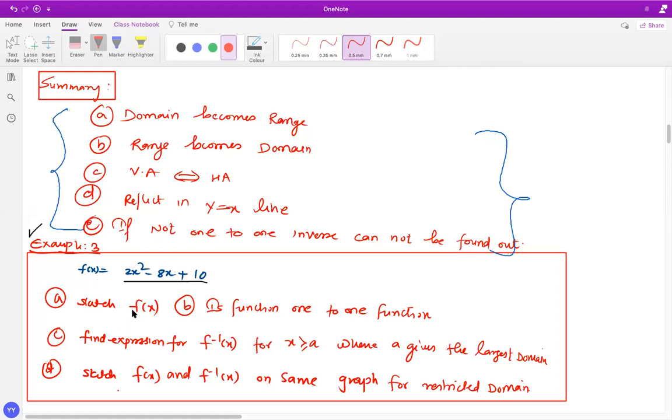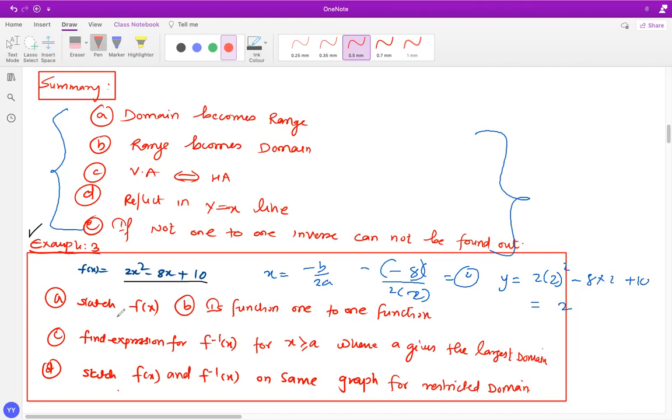Now when you want to sketch this graph, firstly, since it's a quadratic equation, what you need to do is find the vertex. So minus b over 2a: you get minus of minus 8 over 2 times 2, which is 2. So the x coordinate is 2. And to find the y coordinate of the vertex, you put 2 times 2 squared minus 8 times 2 plus 10. So you get nothing but 2 itself.